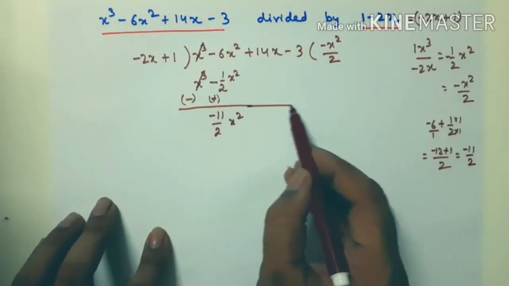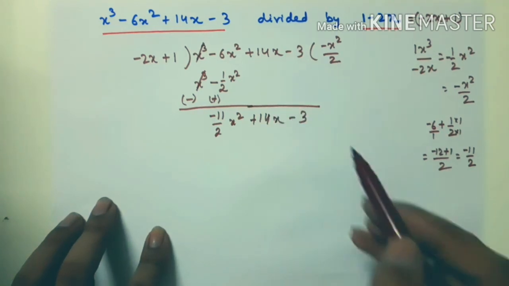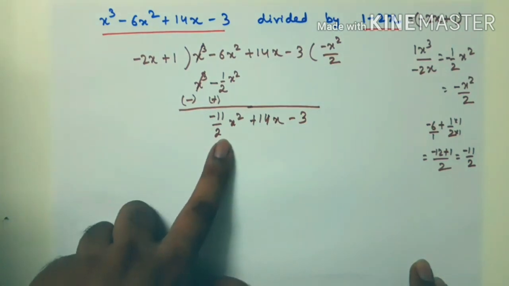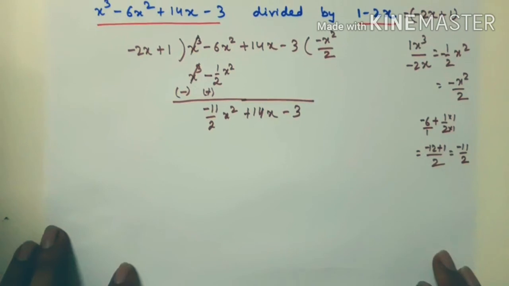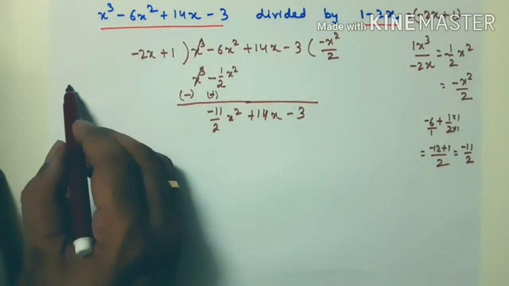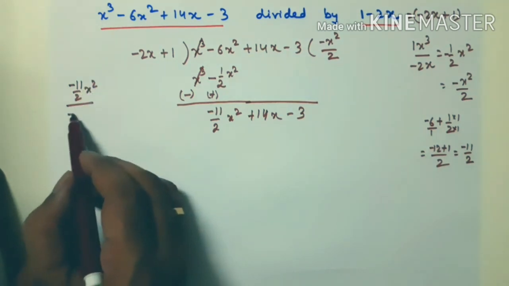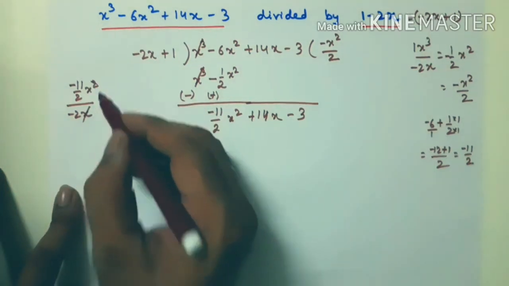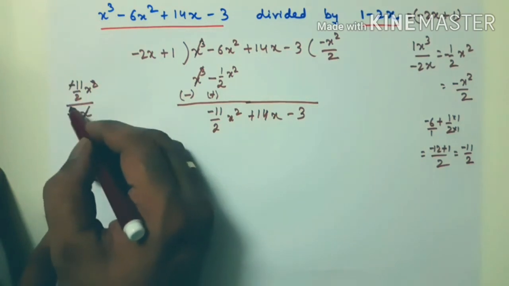Next, we have 14x and minus 3. Now again same thing, minus 2x into how much will give you minus 11 by 2 x squared. So here again we will divide and see it. So suppose we take the reverse. So we can write here minus 11 by 2 x squared by minus 2x. So x squared by x, we can get x. Now minus 11 by 2 by 2. Minus and minus gets cancelled.